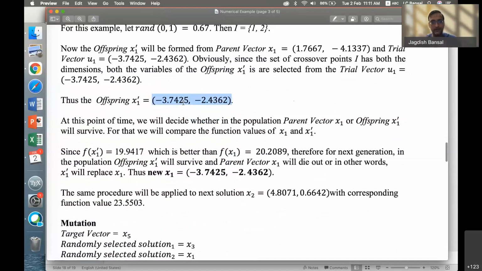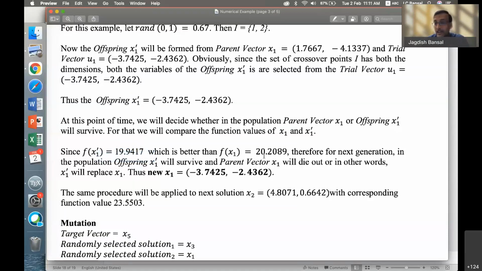Now the third operator, the selection operator. Selection operator is to be implemented. So for the selection operator, you will check the fitness of this offspring or of this child. So let us calculate the fitness of this, and fitness means put this value in the objective function and you will get this value, 19.9417. You know that the parent's fitness is this. You know that the function is a minimization problem. So this value is better than this value.